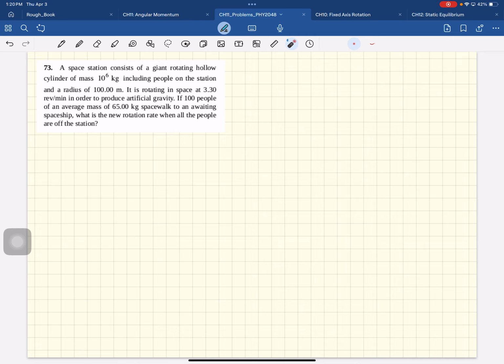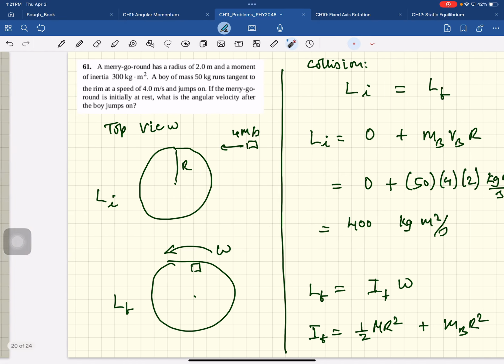If 100 people of average mass spacewalk to an awaiting spaceship, while the station is rotating, what will happen? Those 100 people will get on a spaceship and go away. So what will happen to the space station? It will rotate faster, and so those guys have to go radially outwards, and it'll rotate faster. So it's a conservation of momentum problem. It's a cool problem.